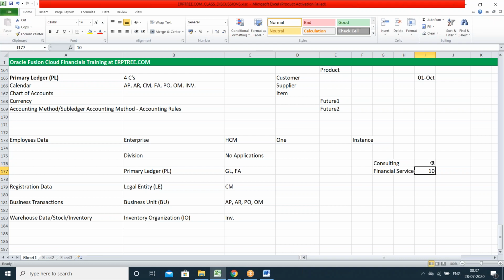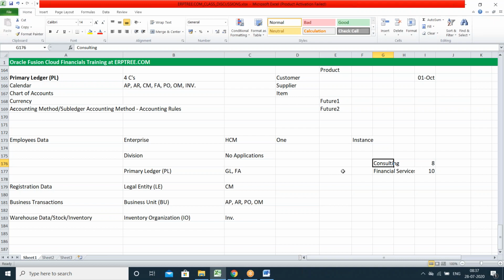Since they need separate segments for consulting and financial services, for consulting we create one chart of accounts, and for financial services you can create another chart of accounts. If you create two charts of accounts for two businesses, to use those two charts of accounts you have to create two primary ledgers. The calendar will be the same in the two primary ledgers, the currency will be the same, the accounting method will be the same, but the charts of accounts are different. That is the reason you may create two primary ledgers in one country.